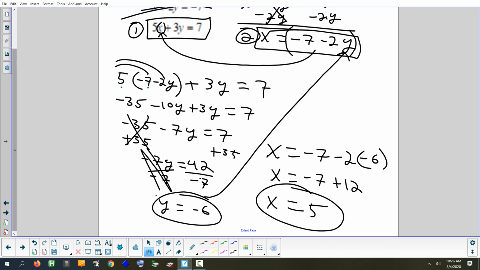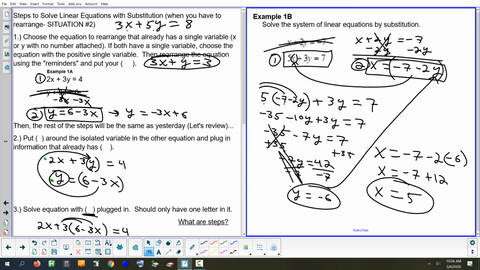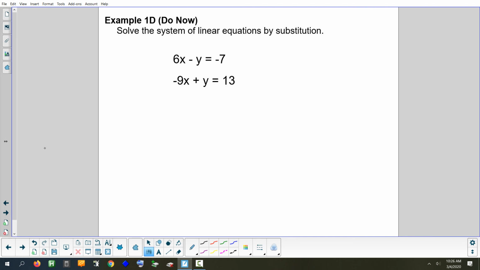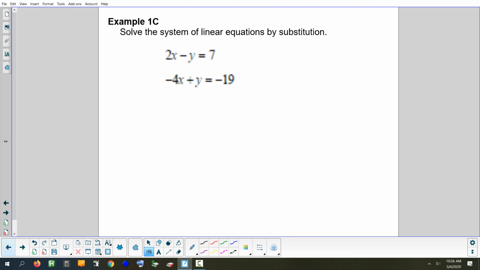All right, so we got 2 left. I think we're just going to pick one. I'm going to let you guys give it a shot. Do you want to try 1C or 1D? 1C. 1C? Okay. Try 1C, just so you kind of get started off on the right step.